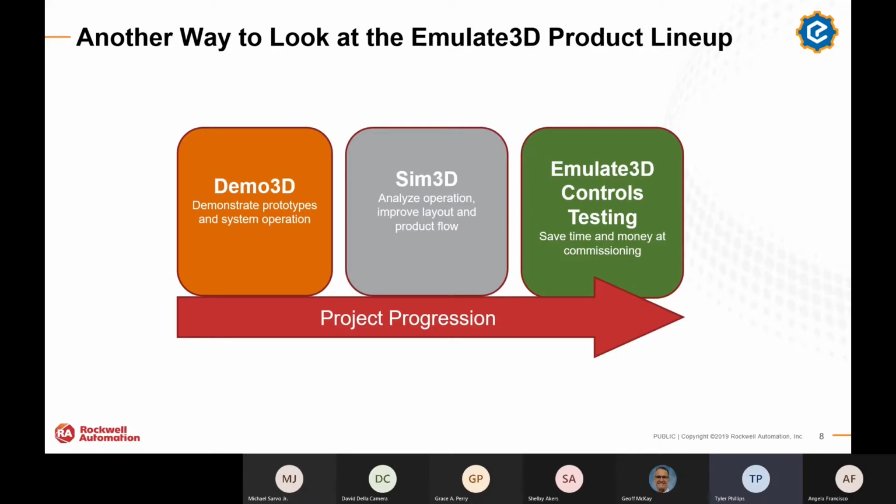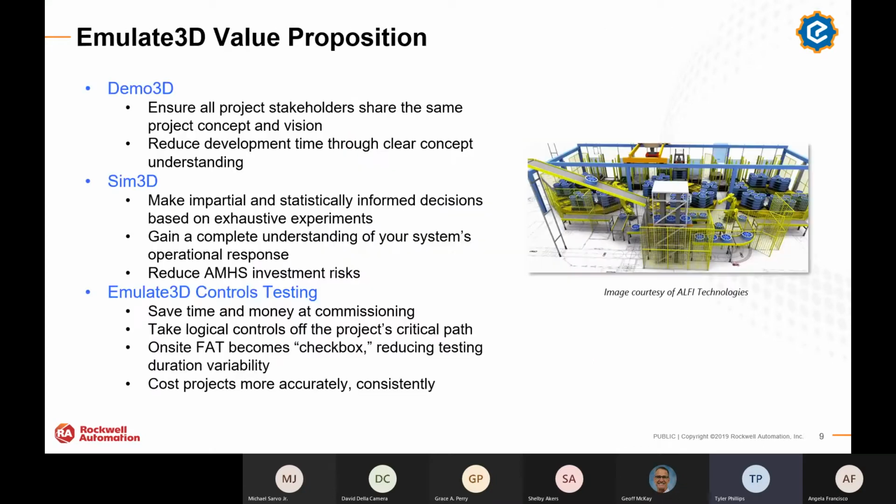So that's the three areas. And if you were to look at it from, say, a project progression view, they might look like this. It's just one other way to understand these levels of functionality. The Demo3D core is used often to build prototypical systems or models for understanding, Sim3D to analyze those models and to improve and finalize layout and design. And once that design is hardened, Emulate3D controls testing in order to move the commissioning off of the critical path, with the goal of saving time and money and risk for that commissioning process.